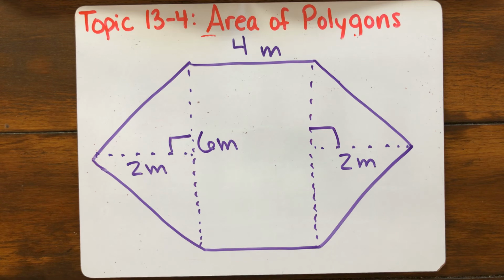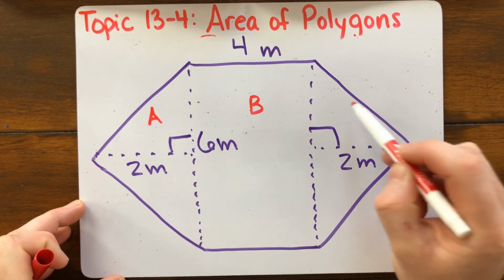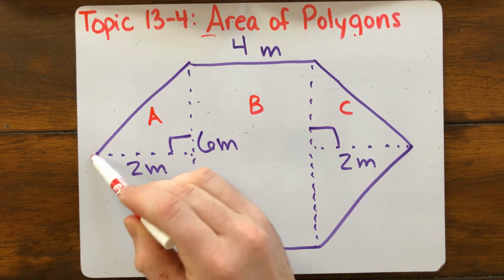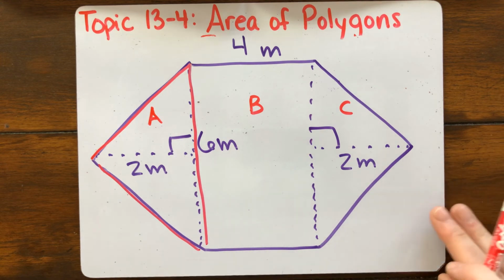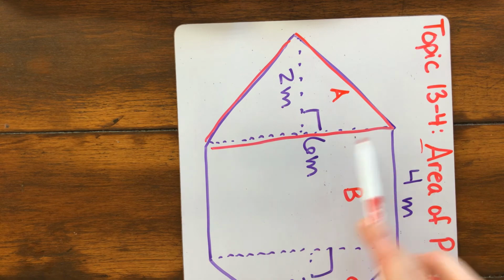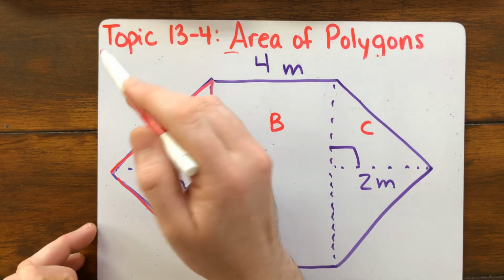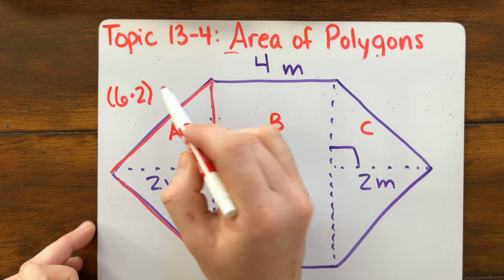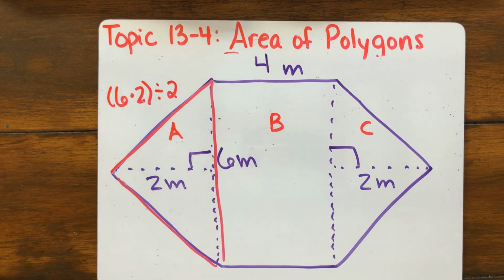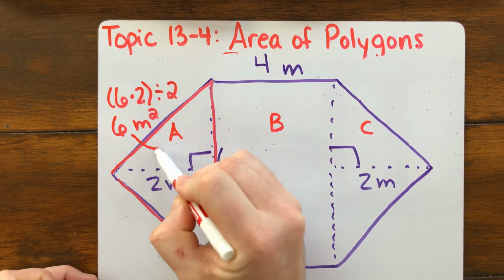All right, so let's solve this. I like writing the letters that each section is. So I'm going to call this A, I'll call this B, I'll call this C. So A is a triangle, okay? And I can see, again, if you want to turn it this way, the base of the triangle is 6, the height is 2, okay? So base times height, 6 times 2, but then I have to, because it's a triangle, divide by 2. So 6 times 2 is 12. 12 divided by 2 is 6 meters squared as my area.